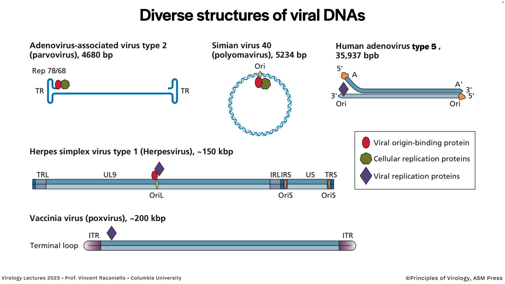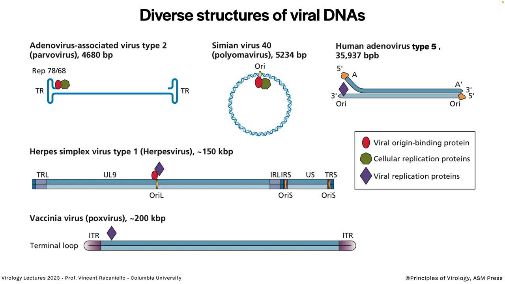They're structurally very diverse. And we're going to talk about today how to accommodate that diversity. We're going to talk about all these DNAs shown on here. We have adeno-associated virus 2, which is a parvovirus, single-stranded DNA with weird hairpins at the end.